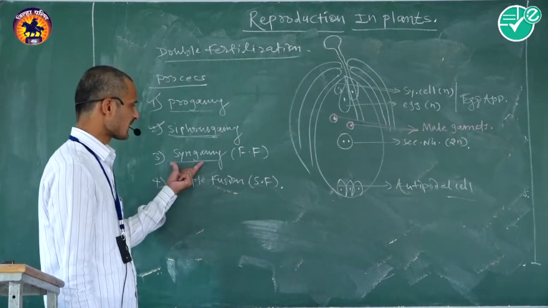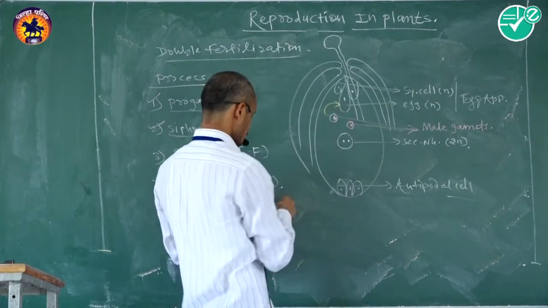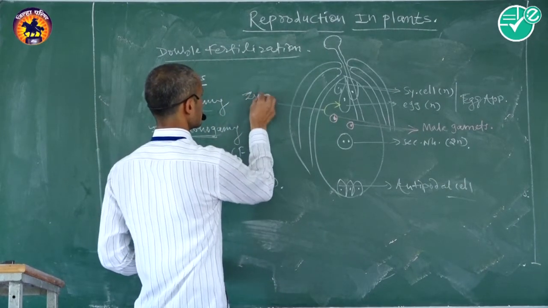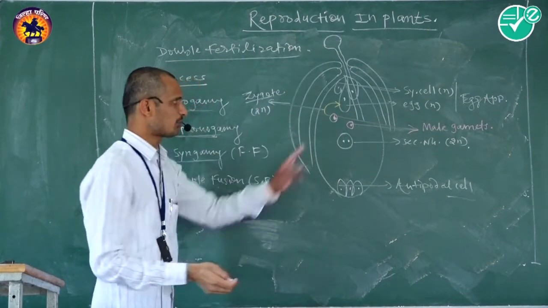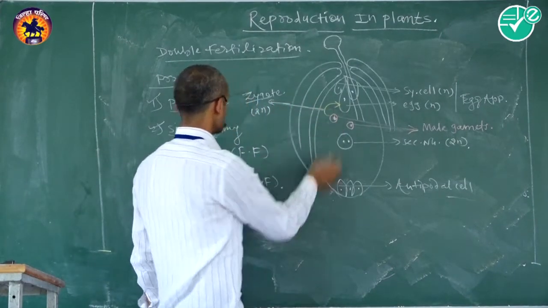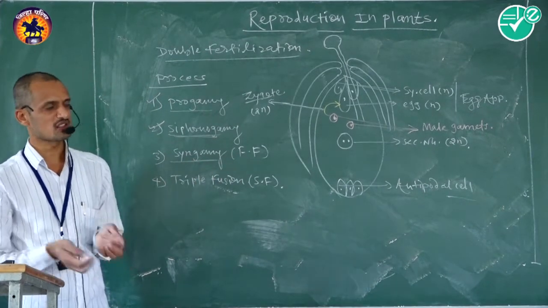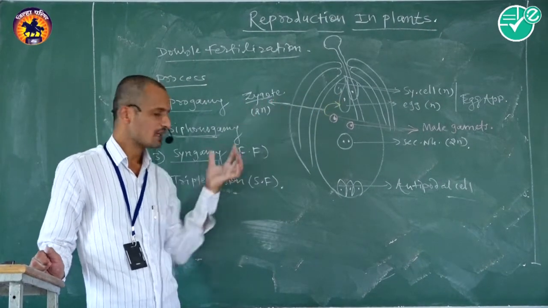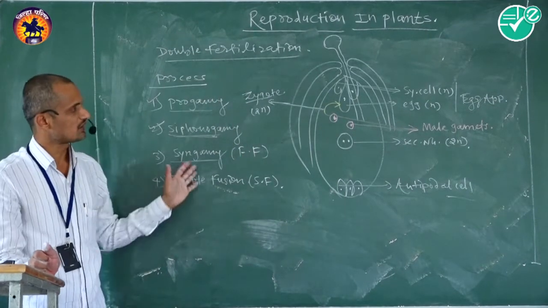Then syngamy: one male gamete fuses with the egg to produce a diploid zygote. That is called the first fertilization, and the phenomenon is known as syngamy. One male gamete fuses with the egg to produce a diploid zygote. This phenomenon is commonly called syngamy or first fertilization.